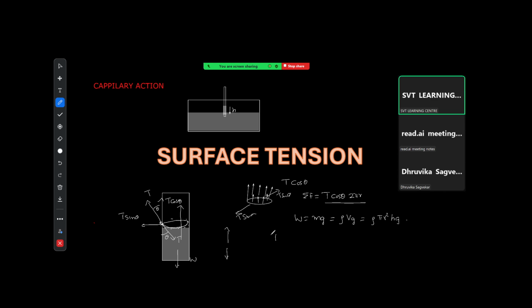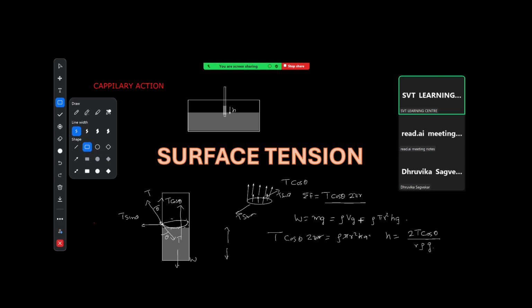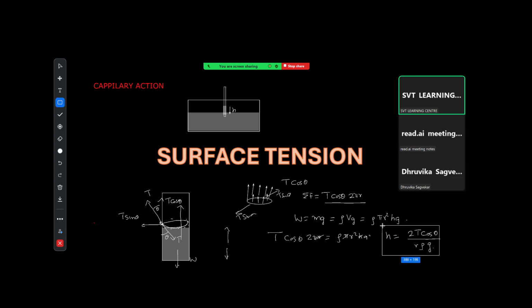That means to say when T cos theta into 2 pi r is equal to rho into pi r square into h into g, one of the r will get cancelled, pi will get cancelled, correct? So you will get that the rise in the capillary tube will be equal to 2 into T into cos theta divided by r into rho into g. So this is the expression for rise of liquid in a capillary tube.